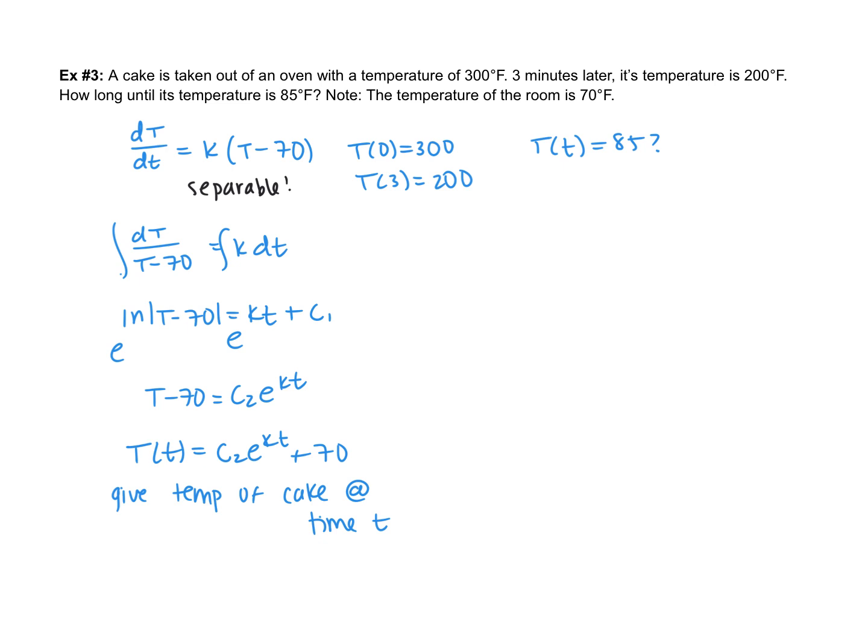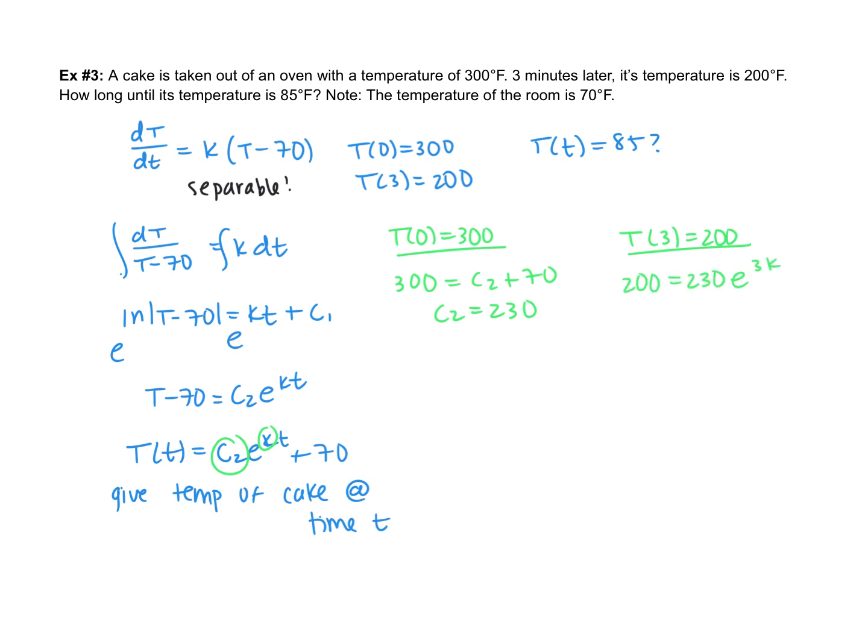Now, of course, we have two things that we need to find. We need to find C2 and we need to find k. So we're going to go to our condition T of 0 equals 300. So that gives us 300 is equal to C2 add 70. So our C2 is 230. Then if we go to our condition that T of 3 is equal to 200, we're going to get 200 is equal to 230 e to the 3k add 70.